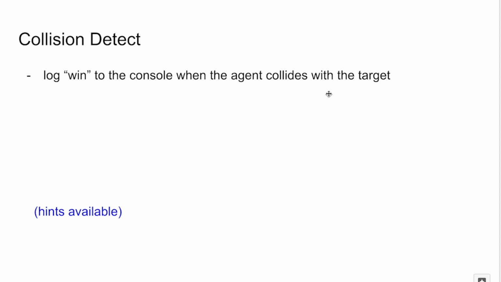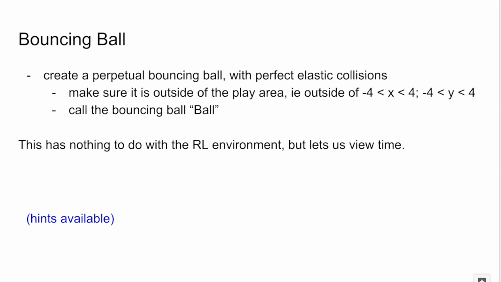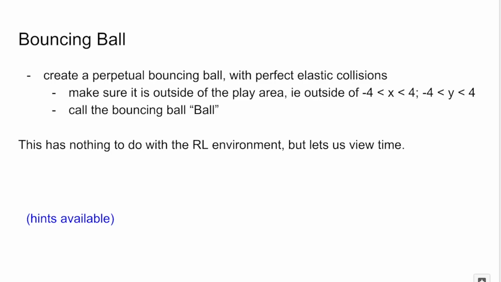All right, so let's look at the next task. The next task is called bouncing ball. Now this has nothing to do with creating the reinforcement learning environment, but it lets us visualize time, because up till now, the agent only moves when we call step. Does that mean that time is frozen between our calls of step, or could it be that time is actually moving? We just don't see it because nothing's happening.